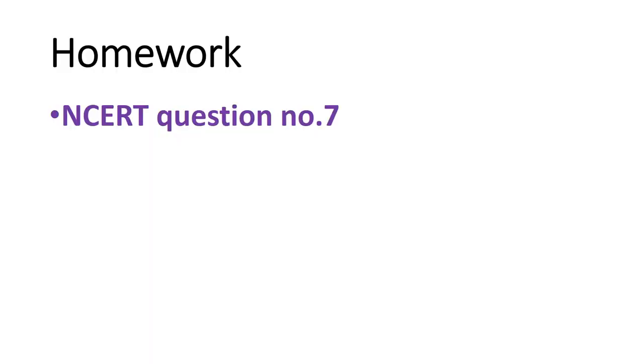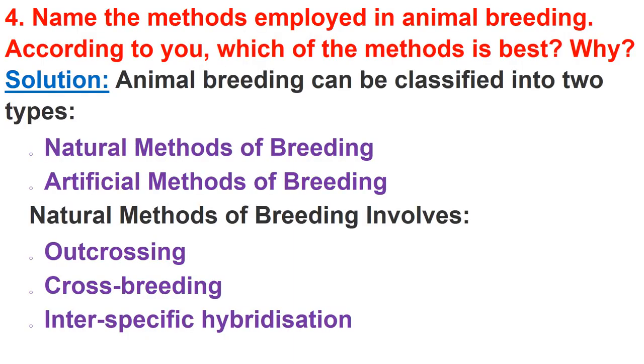Now, based on today's topics, your homework is only one question, that is NCERT question number 7. Now, let's discuss the homework solutions of the previous lecture. I gave NCERT question number 4, 5 and 6 as homework. So this is the answer for question number 4 of NCERT. The question is, name the methods employed in animal breeding. According to you, which of the methods is best and why?